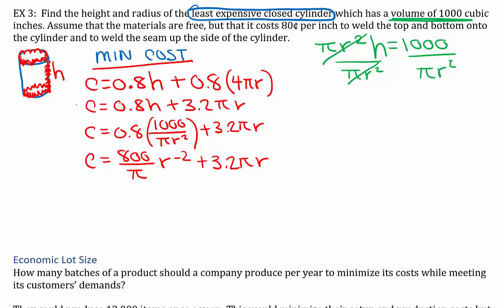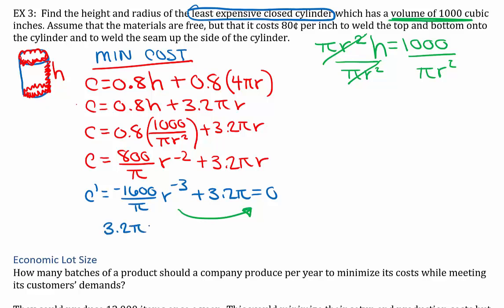The next thing we're going to do, step 3, is find all critical points. So I have to find the derivative of this equation. Negative 2 times 800 would be negative 1,600 over pi, r to the negative 3, and then plus 3.2 pi. I'm going to take this derivative, set it equal to 0, and solve. I'm going to add that negative 1,600 over pi, r to the negative 3 to the other side. So now I've got 3.2 pi equals 1,600 over pi r to the 3rd.